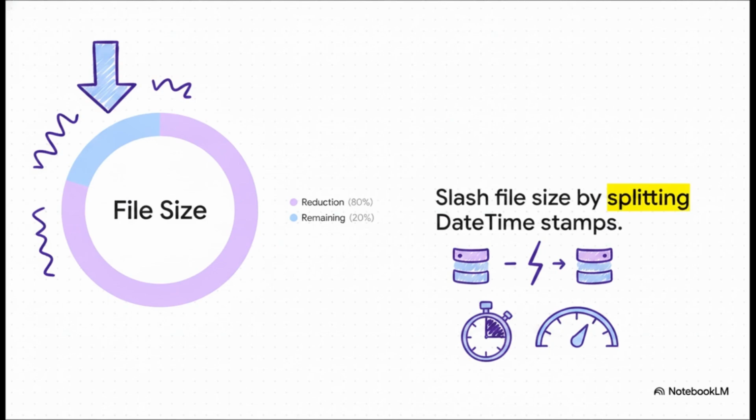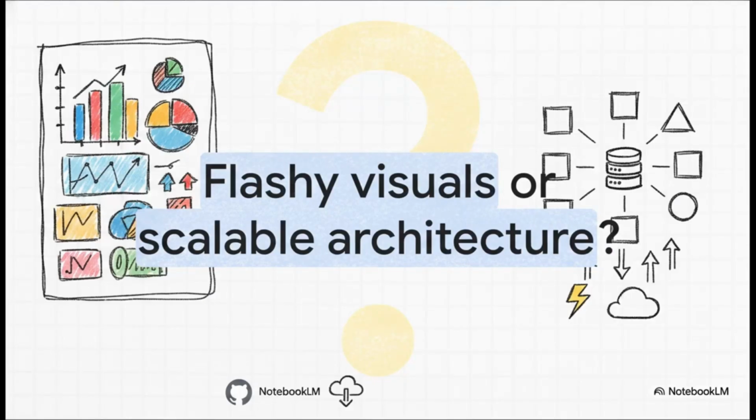Just by splitting those exact date timestamps into separate columns, you can instantly slash your total file size by up to 80%. 80%! It dramatically lowers the memory footprint and just supercharges your dashboard speed. Which brings us to our final thought for this explainer. Does your dashboard rely on flashy visuals, or does it have a lightning-fast, scalable architecture that stays completely stable under heavy user concurrency? Because true enterprise analytics is all about that foundation.